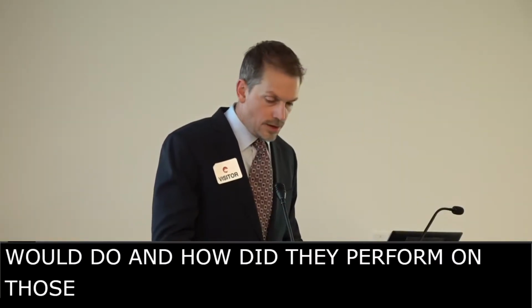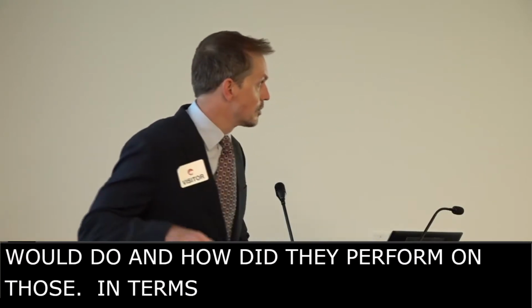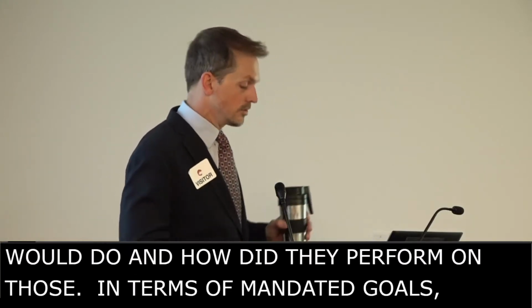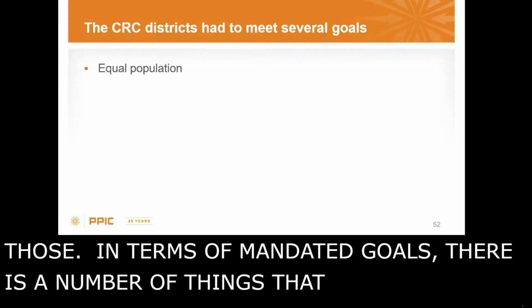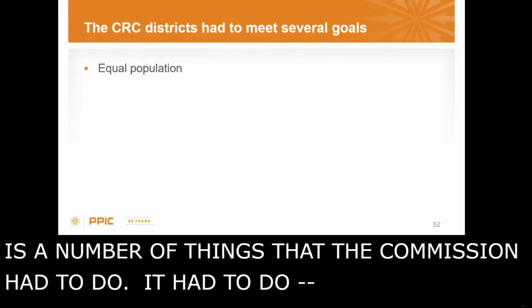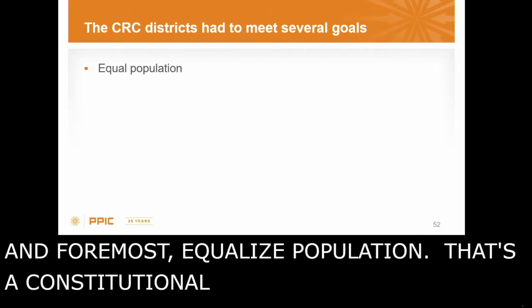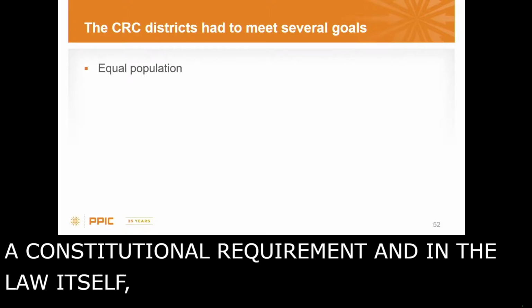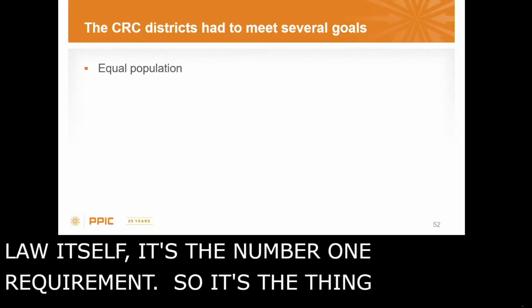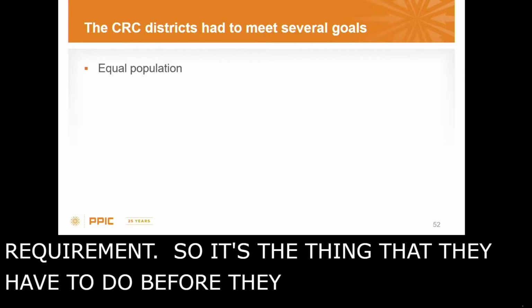In terms of mandated goals, there are a number of things that the commission had to do. It had to, as I said, first and foremost, equalize population. That's a constitutional requirement, and in the law itself, it's the number one requirement. So it's the thing that they have to do before they do anything else. It constrains everything else that they do.